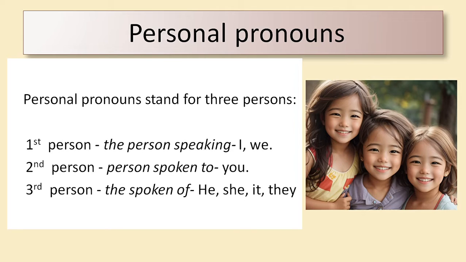Personal pronouns stand for three persons. The first person is the person speaking, I and we. Second person is the person spoken to or the person listening, like you. Third person is the person spoken of or the person about whom we are speaking, like he, she, it, and they.